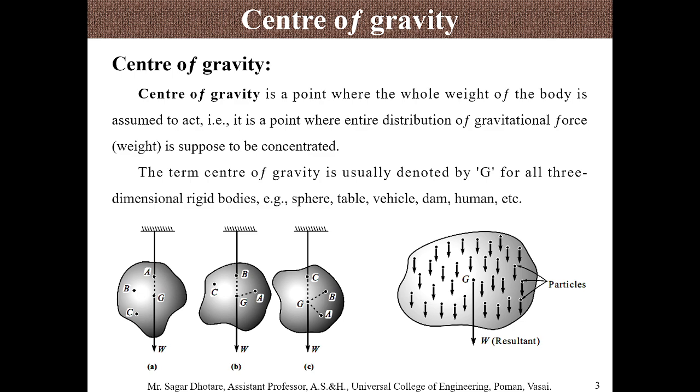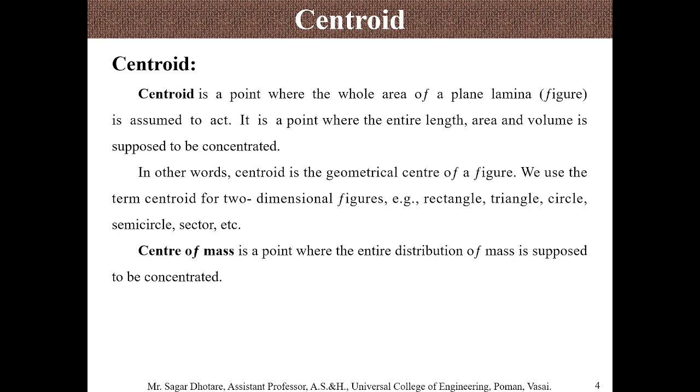So in simple words, the center of gravity is a point where the whole weight of the body is assumed to act. It is a point where the entire distribution of gravitational forces, that is weight, is supposed to be concentrated. The acceleration due to gravity is usually denoted by g, and its value is 9.81. Three-dimensional rigid bodies are generally considered for this. Next one is the centroid.